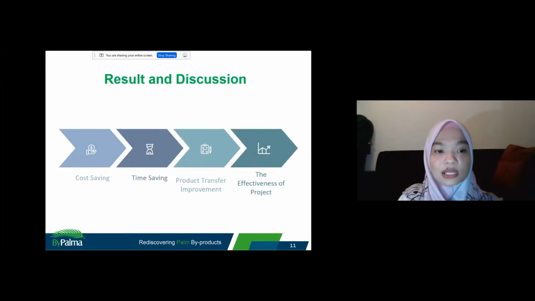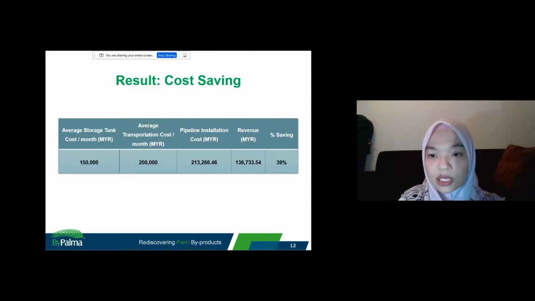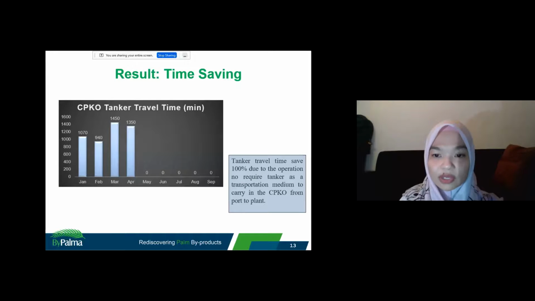From the results and discussion, the results gained from this study are based on cost saving, time saving, product transfer improvement, and also the effectiveness of the study. The cost saving can be 39% per year. For the time saving, it could be 100% due to no more tanker travel time, because 100% is done via pipeline transfer.